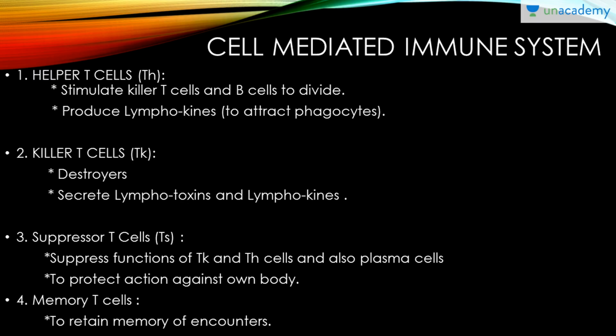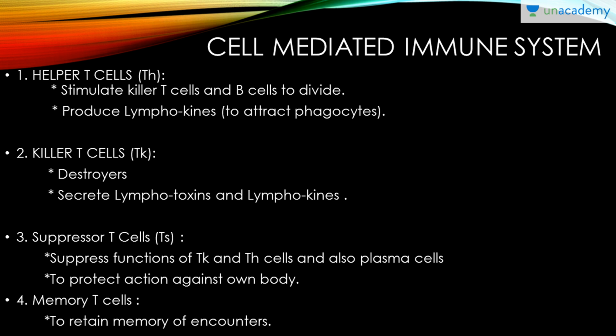Next, we have the cell mediated immune system. At first we have helper T cells, then killer cells, then suppressor cells, and then memory cells. Helper T cells stimulate killer T cells and B cells to divide. Helper T cells means obviously they will be helping someone, here cells. They basically stimulate the killer cells to divide. Why to divide? Obviously to increase their number.